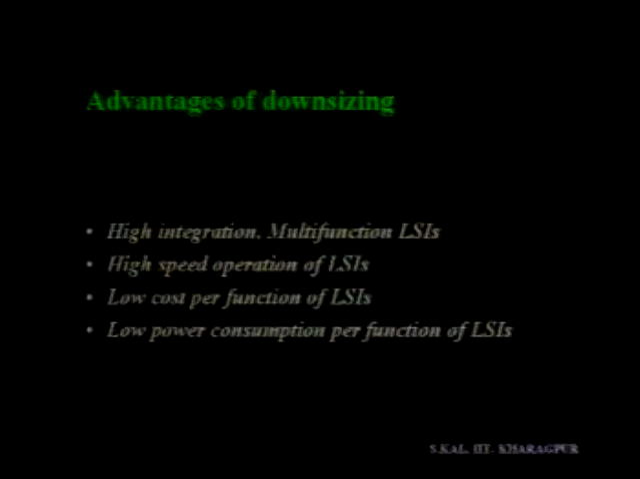So if you can downsize, over one silicon wafer you can have a number of chips. So automatically, as the processing cost of a single wafer is constant, and in the same wafer you can get more number of chips, obviously the cost of each chip will go down. So that is the reason why downsizing of the geometry has led to low cost ICs. Now, another point is low power consumption per function of LSI.